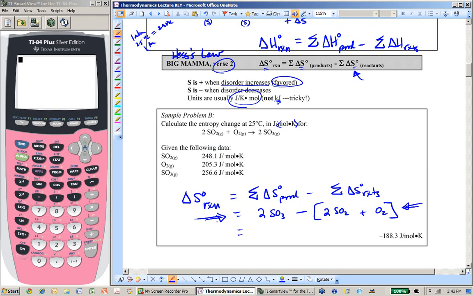But I'm telling you, you're going to make fewer mistakes and you'll be glad. I know some of you won't believe me and you'll goof this all up and then you'll come back to believe me. All right, so this is going to be 2 times the SO3, so it's the 256.6. And I'm not going to put units in this calculation because I know they're all in joules per mole Kelvin. I can slap that on at the end. I will let you be lazy about that at the moment.